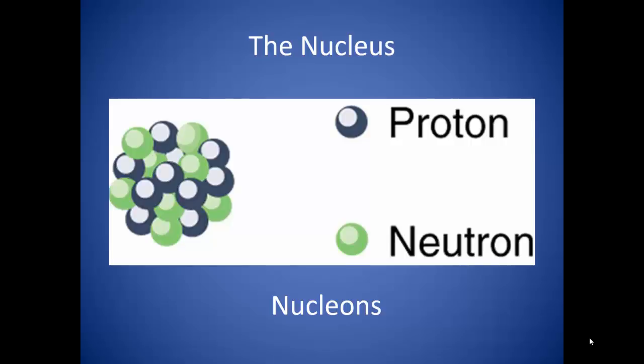Inside the nucleus of an atom, we find protons, which have a positive charge, and neutrons, which are neutral in charge. Since these particles are found in the nucleus, we call them nucleons. The properties of an atom are determined by its nucleons. Different elements, and even different atoms of the same element, have different combinations of nucleons in its nucleus.